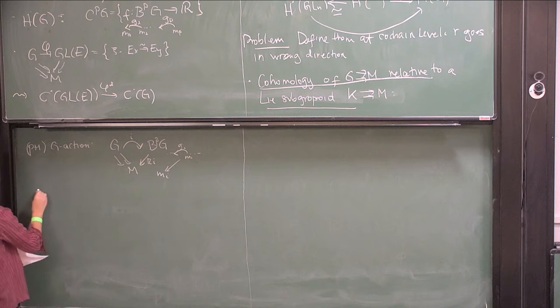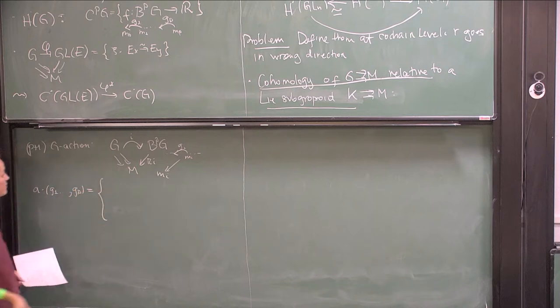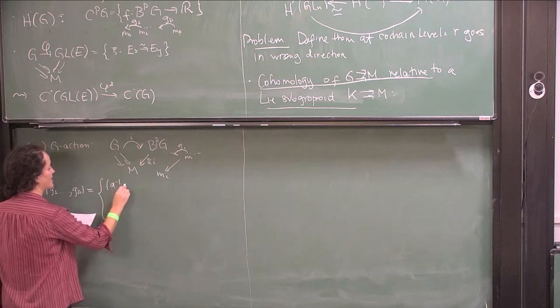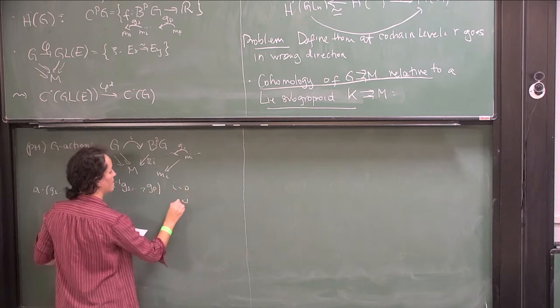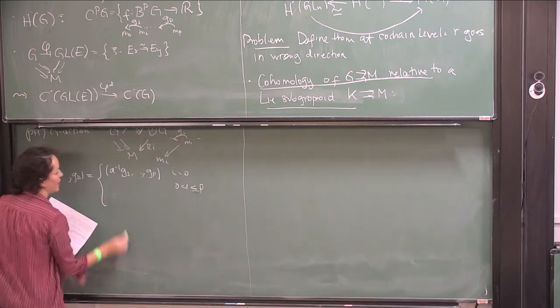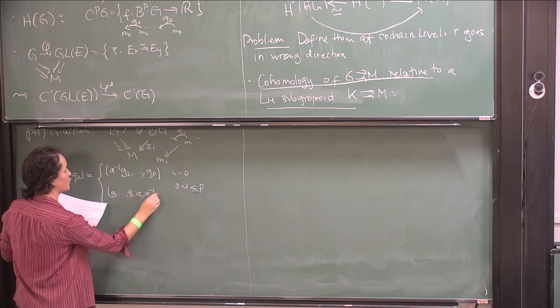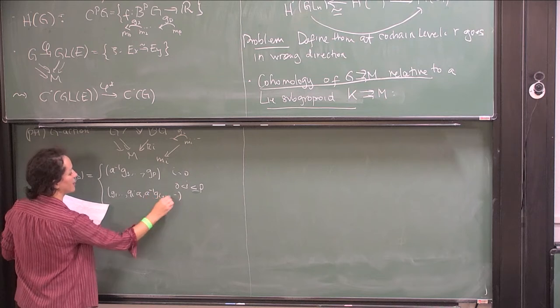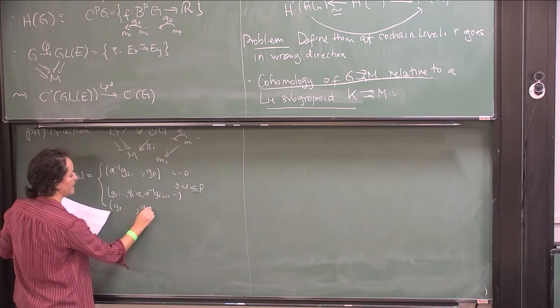Okay, so the definition is this one. So A acts on G1 through GP by this formula. So if I is equal to 0, then this acts like this. If I is bigger than 0 and smaller than or equal to P, then what I do is dI, a minus 1, dI plus 1 and so on. Here I don't do anything. And the last one, well, GP times A.